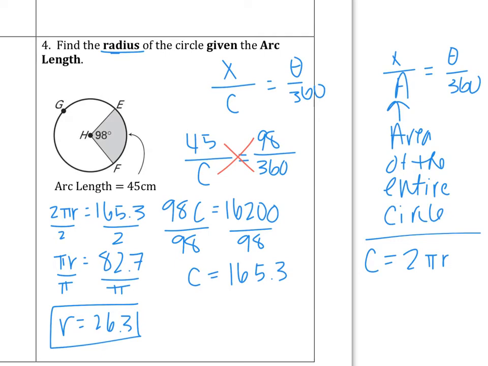So the big thing here is making sure you get the correct setup. Making sure that you put the information they give you in the right spot, it's usually going to be x, and that you get the right angle for theta. So if the angle they give you is the shaded angle, then you just plug that in. If the angle they give you is on the other side, make sure you subtract from 360. All right, let's take a look at number 5 as well.